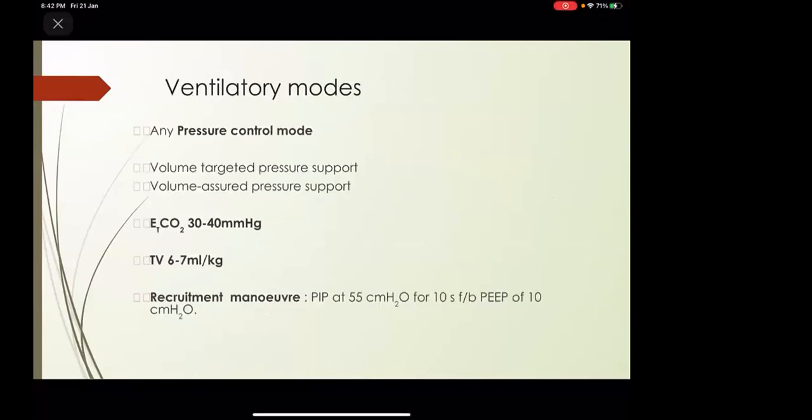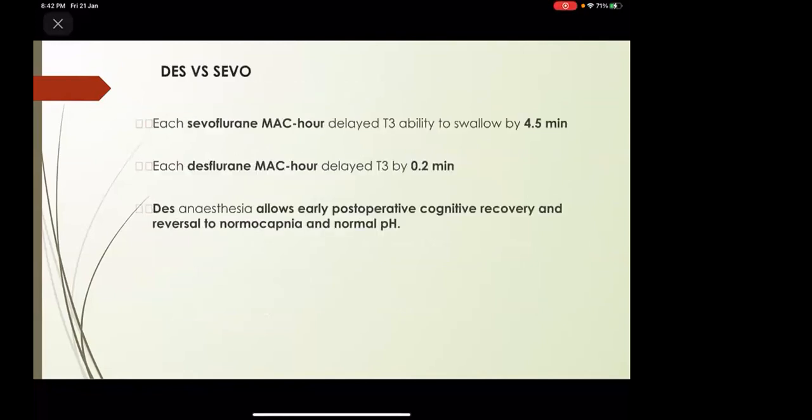Now, for the ventilator, I'll use a pressure control mode. It is more helpful than a volume control mode to maintain an ETCO2 of 30 to 40 mmHg. And the recruitment maneuver is very important to reverse atelectasis. Peak inspiratory pressure of 55 for 10 seconds, followed by a PEEP of 10 centimeter in between.